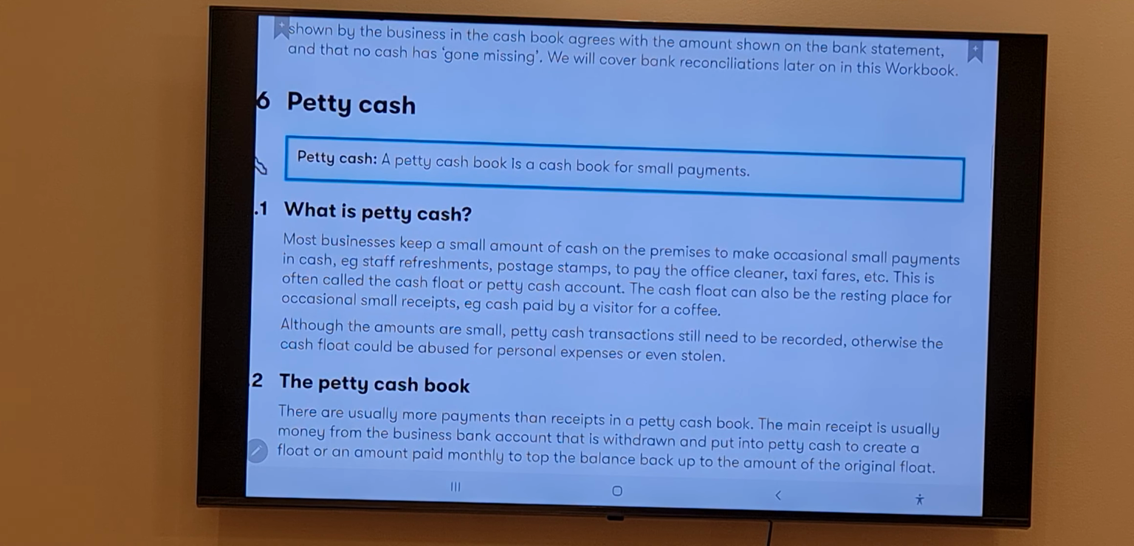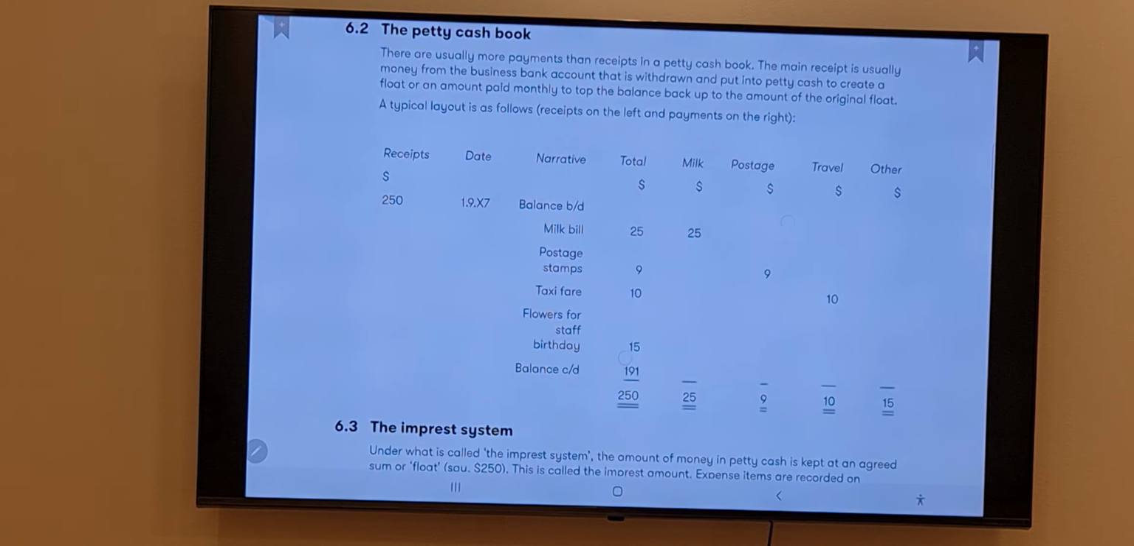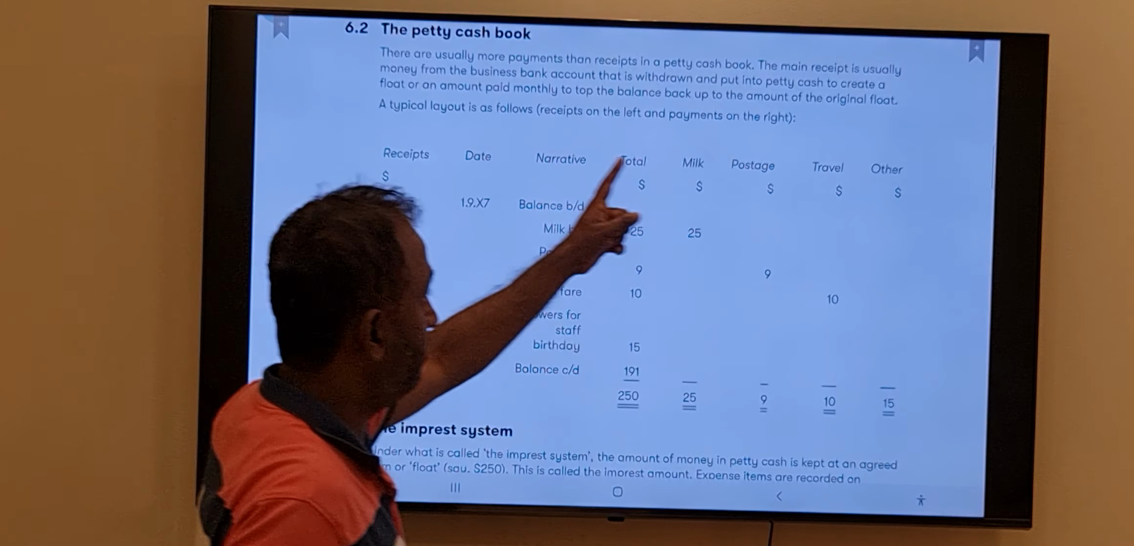Now the petty cash is a cash book to record all the petty cash transfers, small payments. So now here there is something called a petty cash book. See, this is a petty cash book.